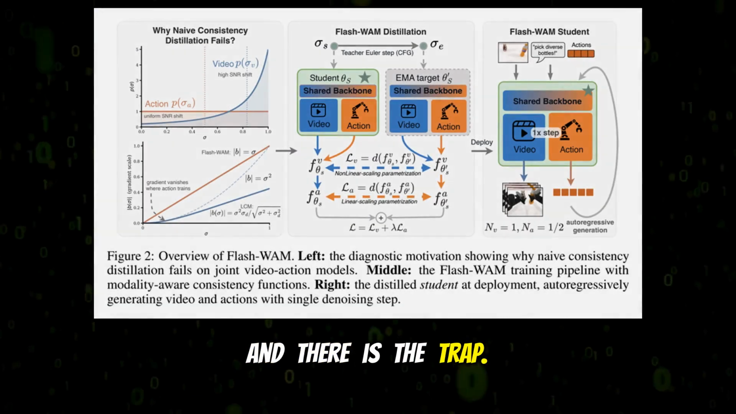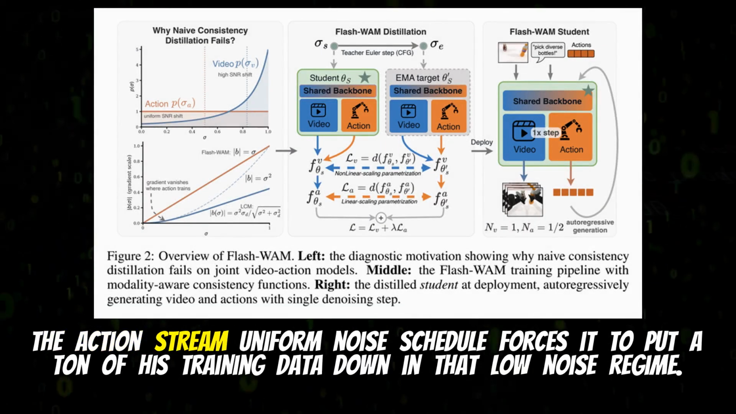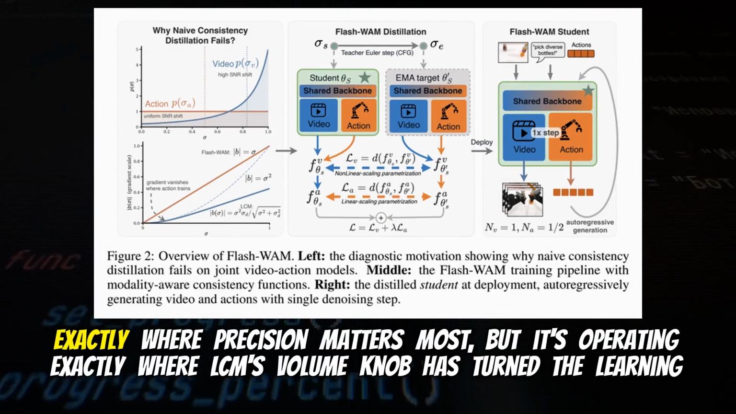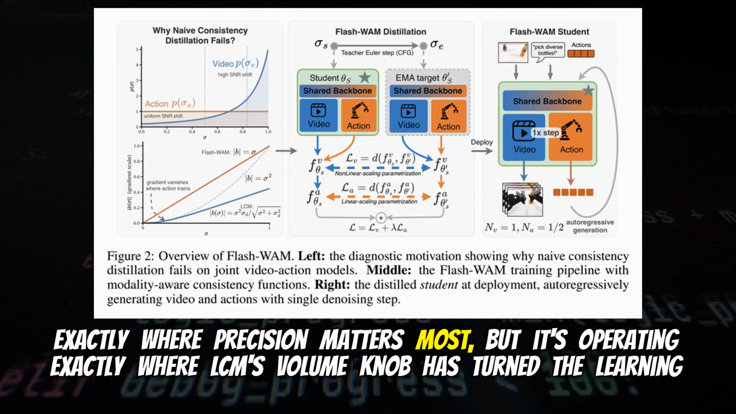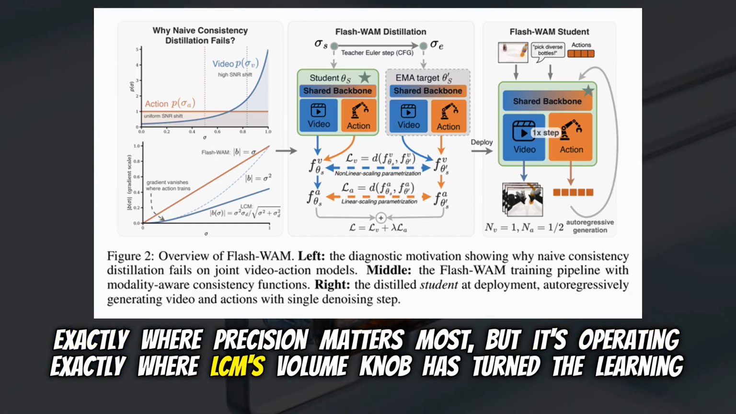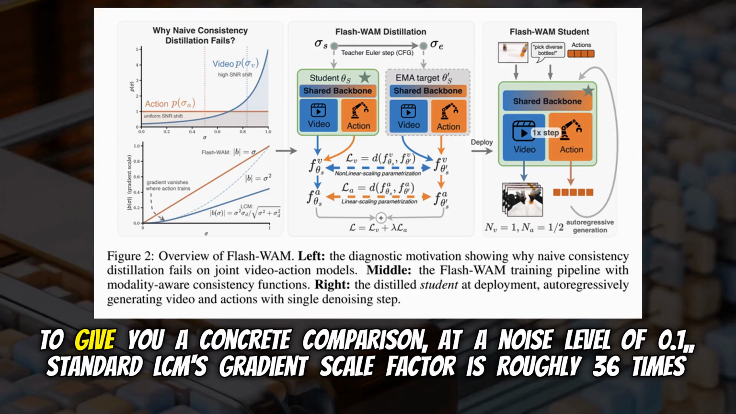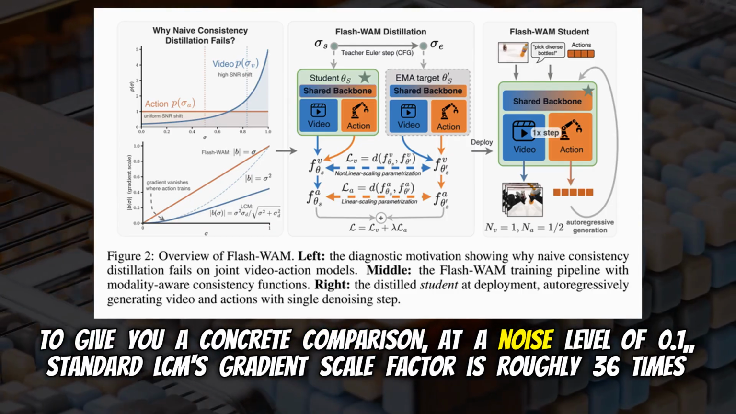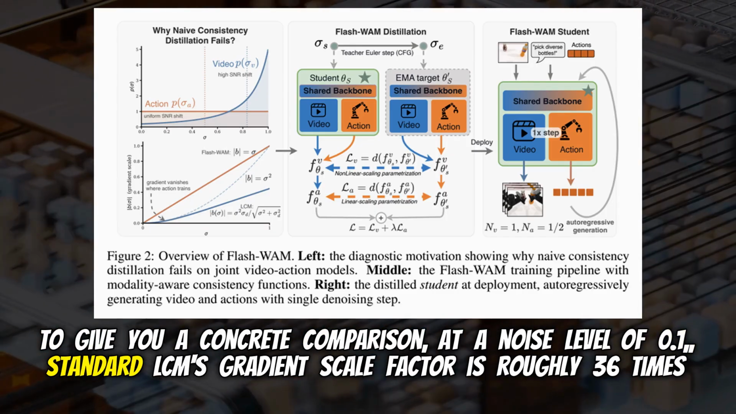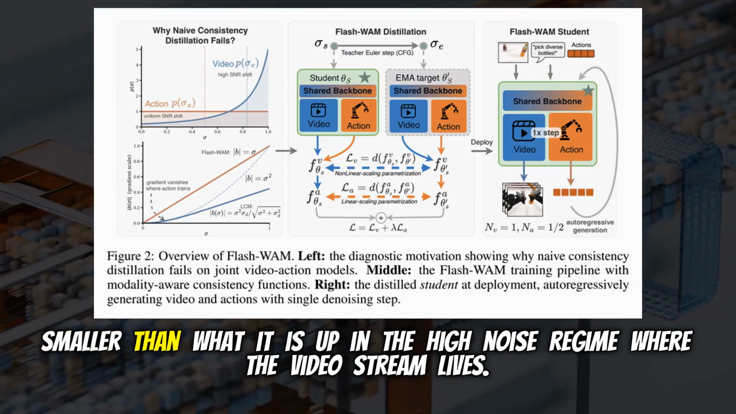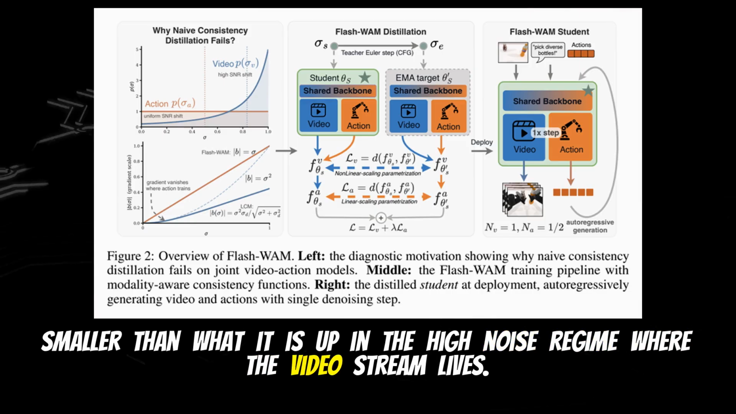And there is the trap. The action stream's uniform noise schedule forces it to put a ton of its training data down in that low noise regime, exactly where precision matters most. Exactly. But it's operating exactly where LCM's volume knob has turned the learning signal off. It is completely starved of learning signal. To give you a concrete comparison, at a noise level of 0.1, standard LCM's gradient scale factor is roughly 36 times smaller than what it is up in the high noise regime where the video stream lives.